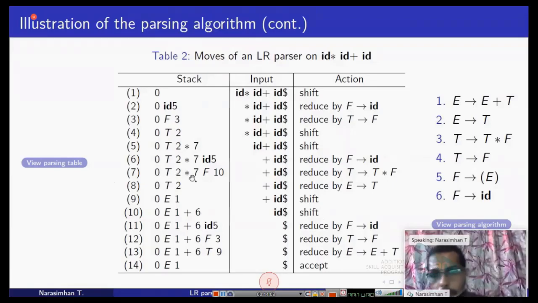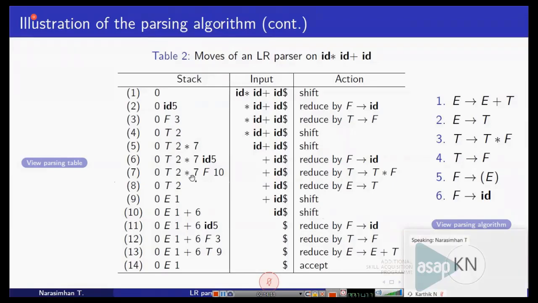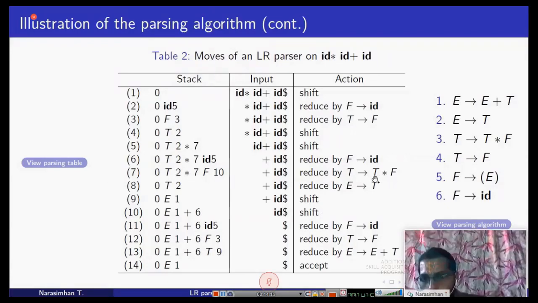So in step number 7, you find that T star F is the handle. There are three symbols in the handle, T, star, and F. If you look at the stack, if you neglect the state symbols, you consider only the three symbols, T, star, and F. T is here, star is here, F is here. So the rightmost symbol of the handle, which is F, is at the top of the stack. Again, I am neglecting the state symbols.